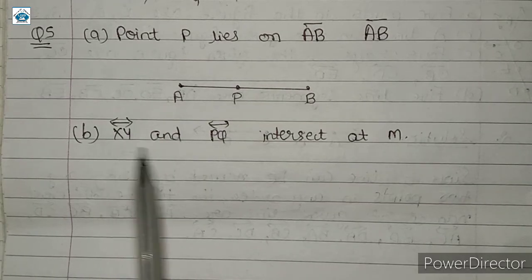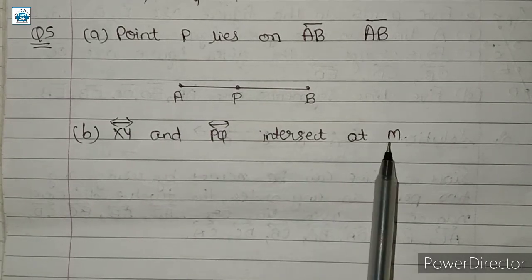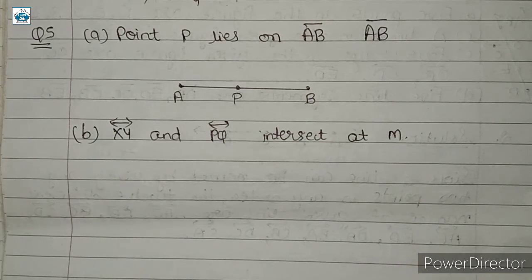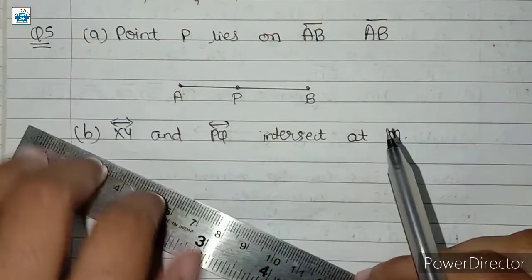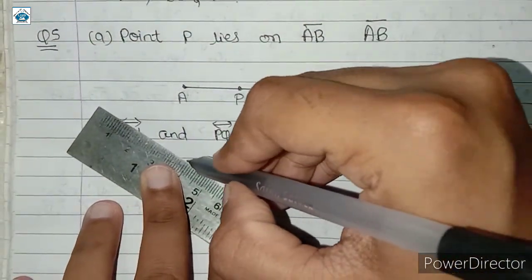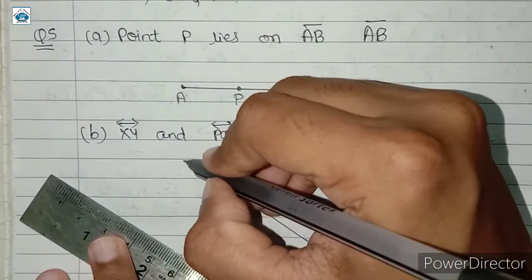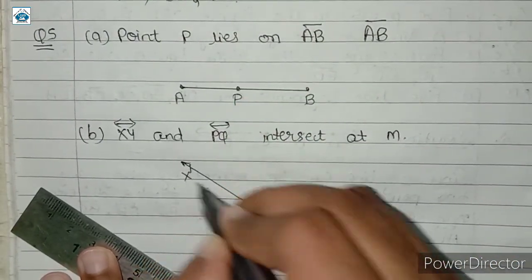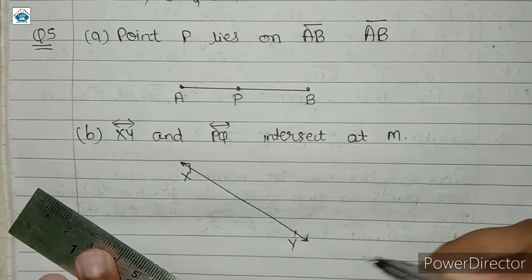Here line XY and line PQ intersect at M. So first of all we will draw lines XY and PQ. So over here, because we have to draw just a rough figure, I am drawing a line and I am going to name it X and Y.